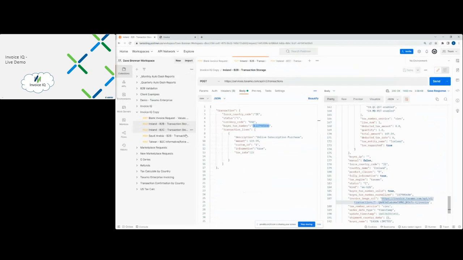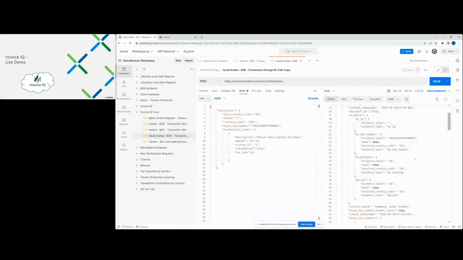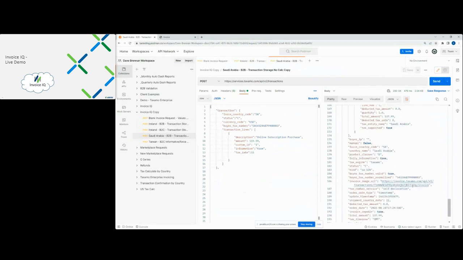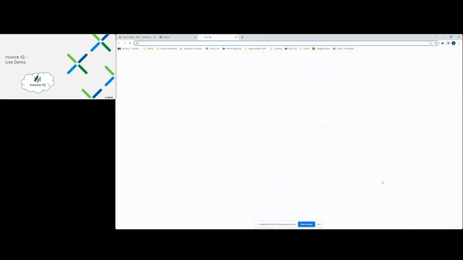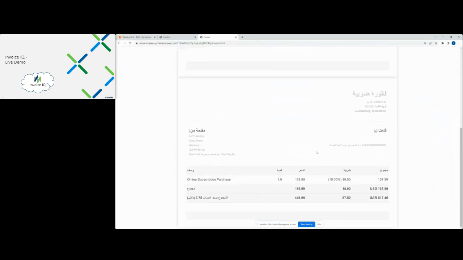Now, if we look at some of the other regions, Saudi Arabia, for example, has a requirement that their invoices must also be produced in Arabic. So when this invoice gets created, we have an English version of the invoice at the top, but we also have an Arabic version of the invoice produced as well.